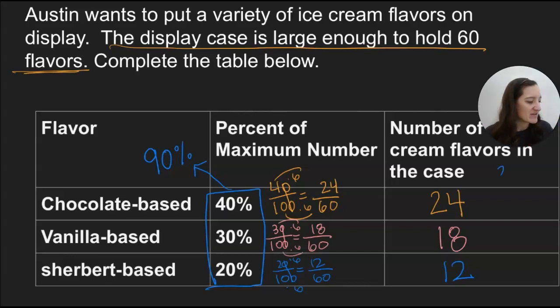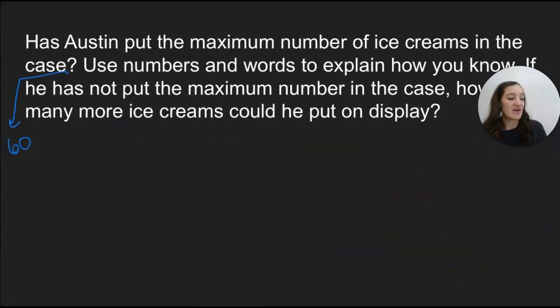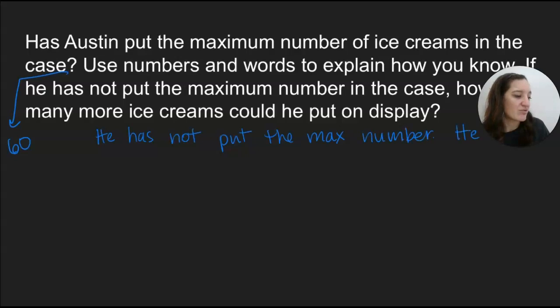If we add these together, 24 and 18 will give me 42 plus another 12 will give me 54. So this also shows that, yeah, he did not put all 60 flavors out. He only filled up 90% of the way. So he has not put the maximum number. He only filled up 90% of the case, for 54 ice creams.